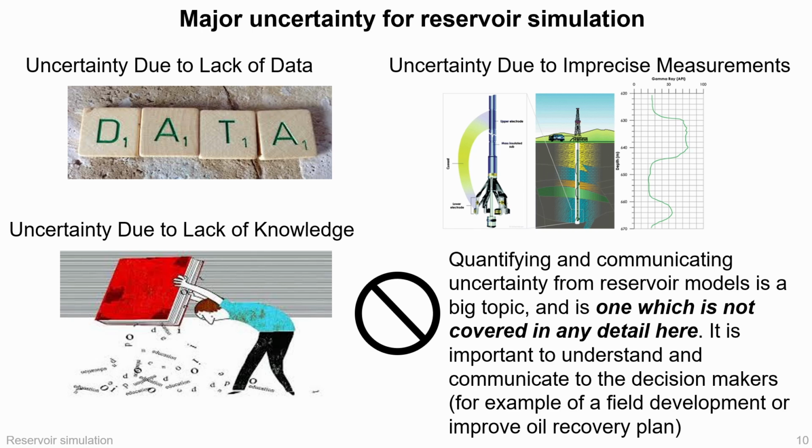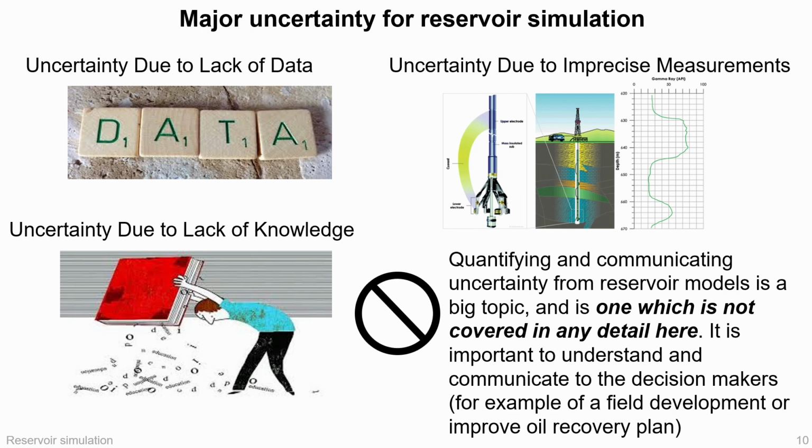This slide classifies major uncertainty into three types: uncertainty due to lack of data, uncertainty due to lack of knowledge, and uncertainty due to imprecise measurements. This is a very useful framework. Lack of data means we simply do not have enough wells, tests, or measurements. Lack of knowledge means we may have data, but still not fully understand geological architecture or processes.